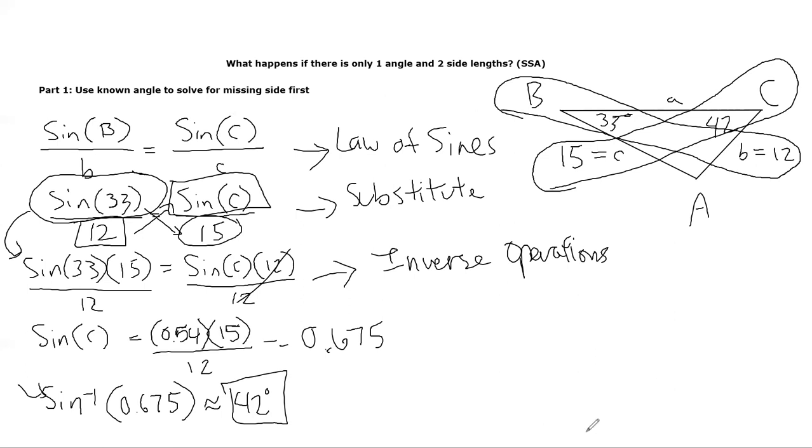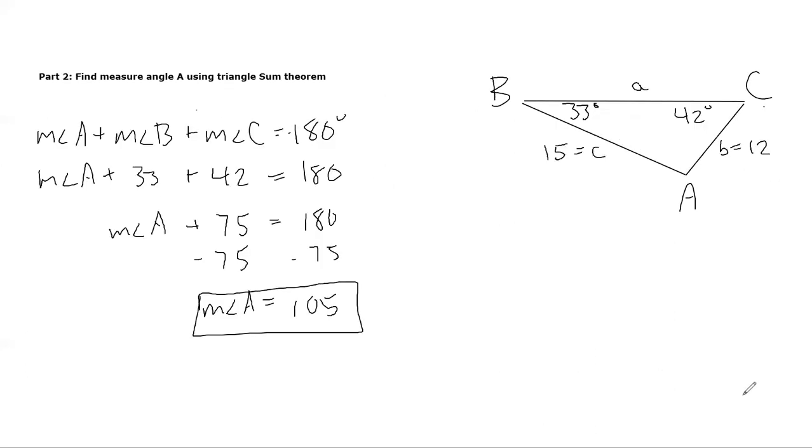Okay. Now that we know what that is, we can find out the other two parts. This is just part one. And yes, this is all just one problem. Well, this is a second problem. There are two problems, and each problem has three parts. So we're going to find measure angle A. Now that we know, if you notice here, I included it into my triangle. So find measure angle A using the triangle sum theorem.